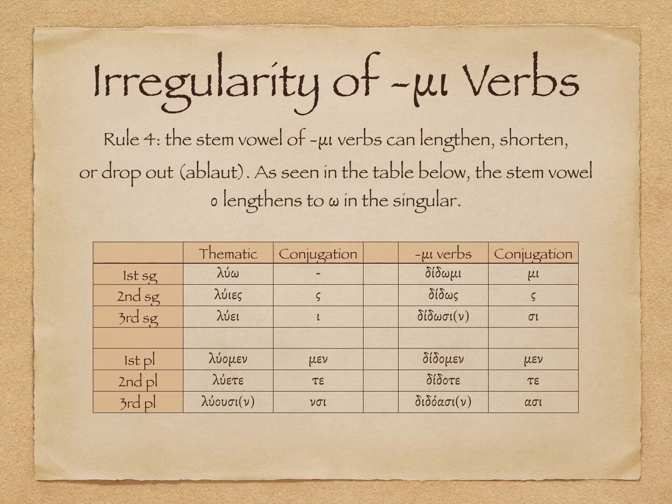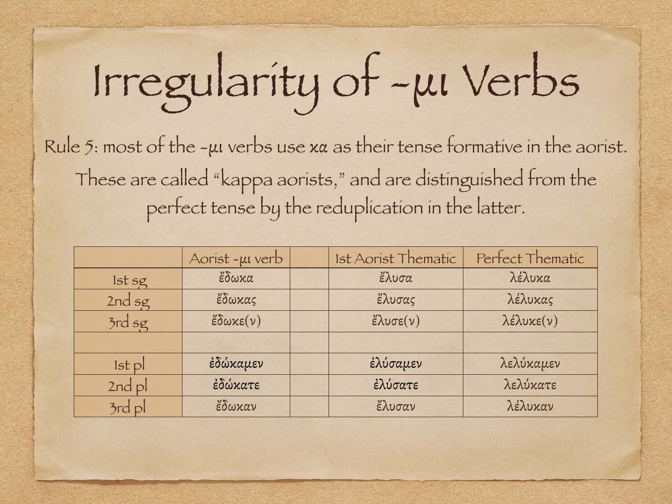Once you have the basics of the mi verb down, the idea of reduplication, the possibility of a lengthened connecting vowel, things move quickly. The irregularity of mi verbs and rule 5. I noted this earlier. Kappa aorist. Most of the mi verbs use kappa alpha as their tense formative in the aorist. Kappa aorist, and these are distinguished from the perfect tense by the reduplication in the perfect.